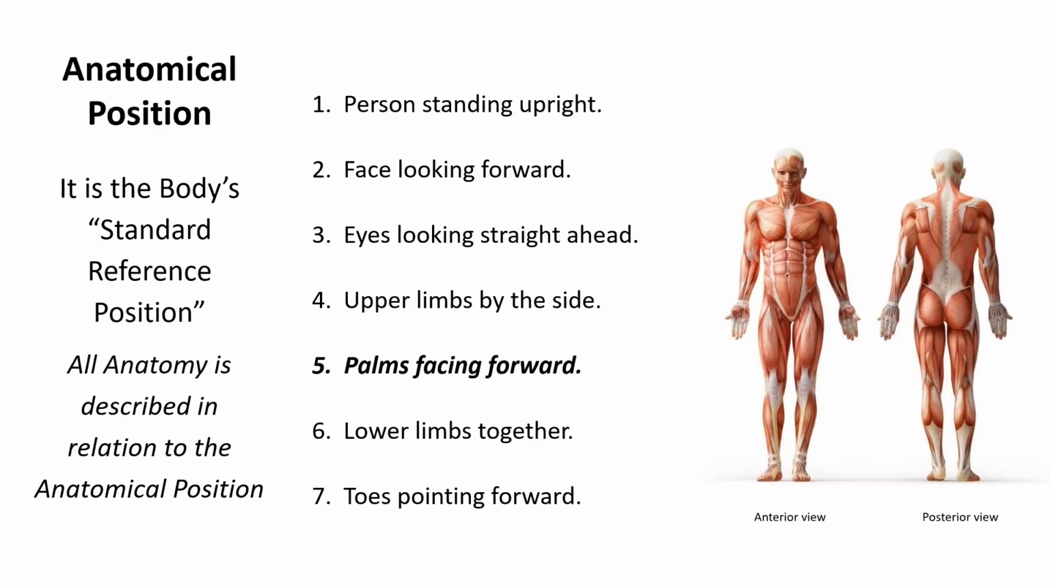Anatomical position, or standard anatomical position, refers to the positioning of the body when it is standing upright and facing forward, with each arm hanging on either side of the body and the palms facing forward. The legs are parallel with feet flat on the floor and facing forward.